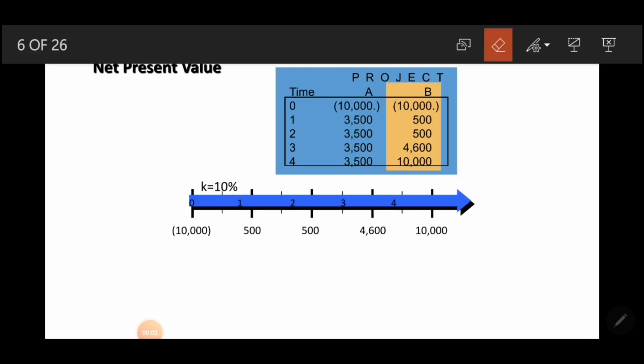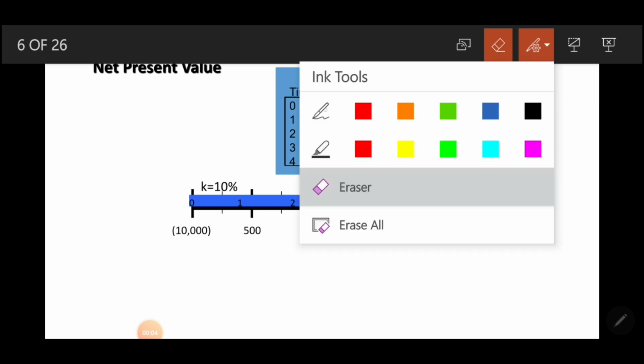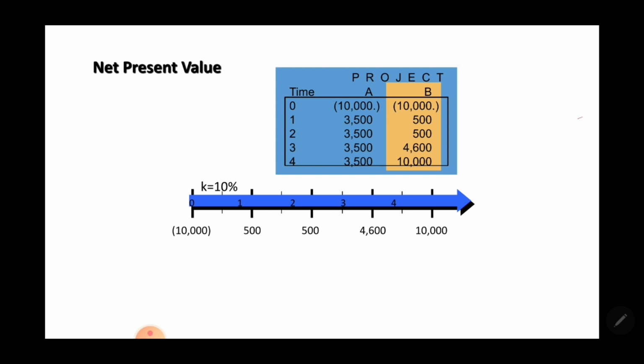Okay, so we're going to do this example in order to find the net present value. Now over here we have project A and project B. Both of the initial investments are 10,000, and these are the cash flows. So first we're going to do it for project B. So this is your timeline, and you need to find the present value of these cash flows.